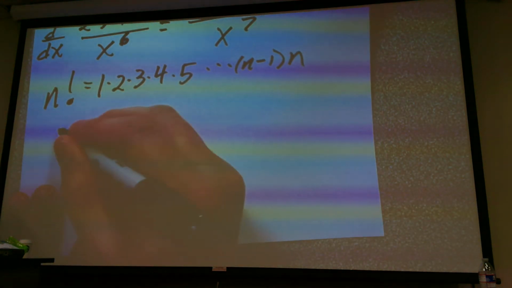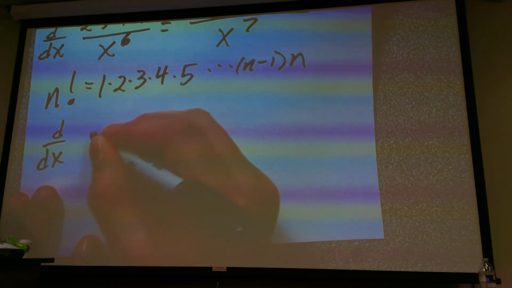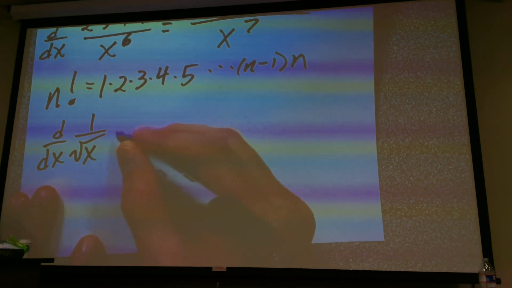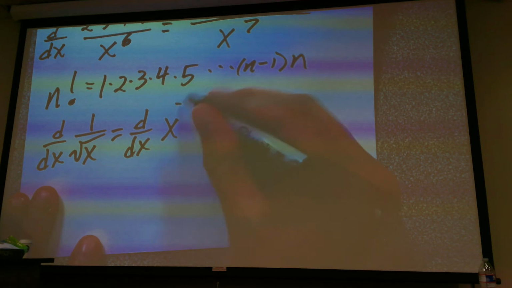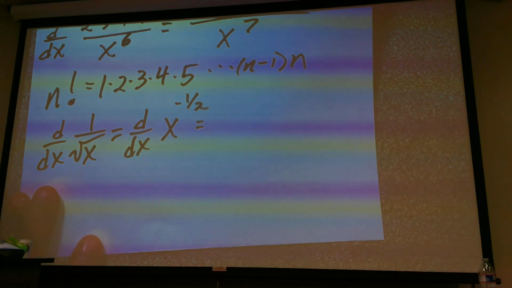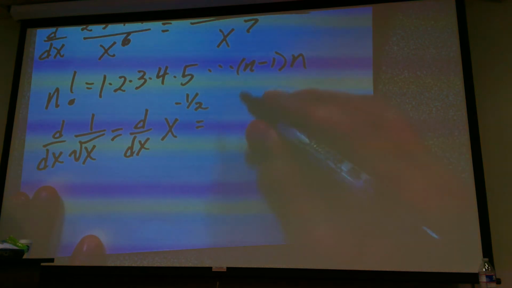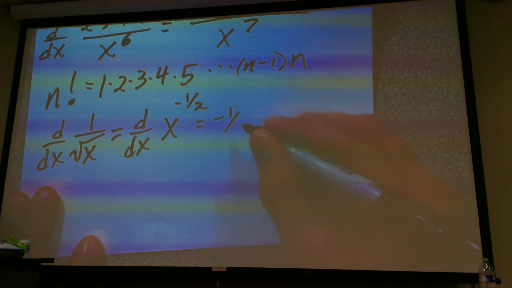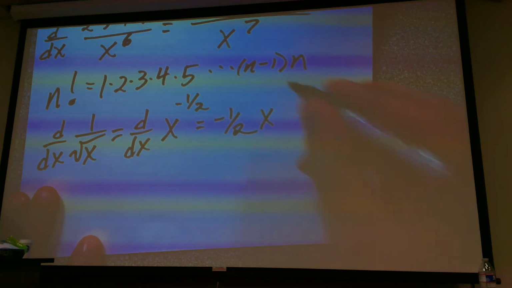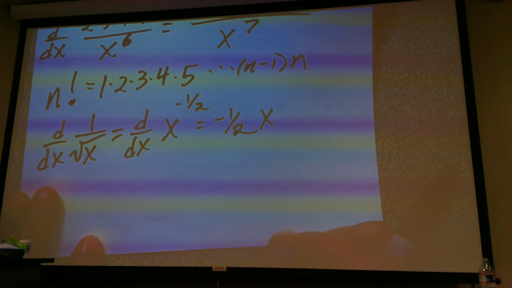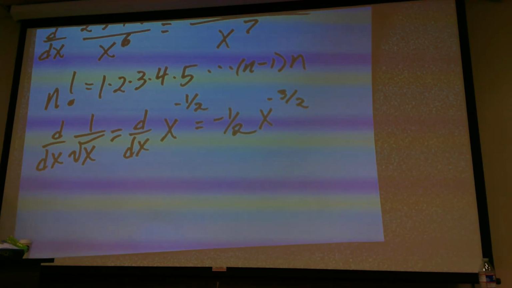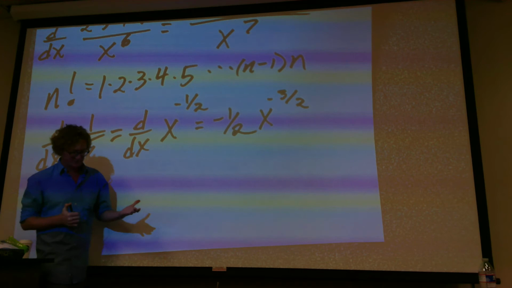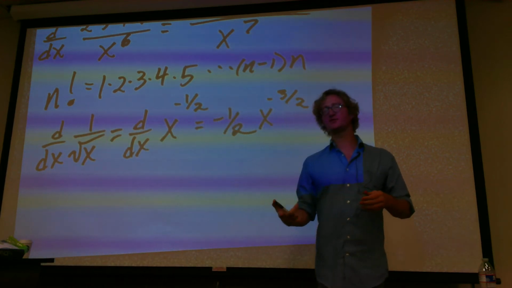Let's say I wanted to take the derivative with respect to x of 1 divided by the square root of x. Okay. Now another way to write this would be x to the negative 1 divided by 2. Okay. So that's going to spit out a negative 1 divided by 2 and then multiplied by x. Right, so negative 1 divided by 2 minus 1 would be negative 3 divided by 2.